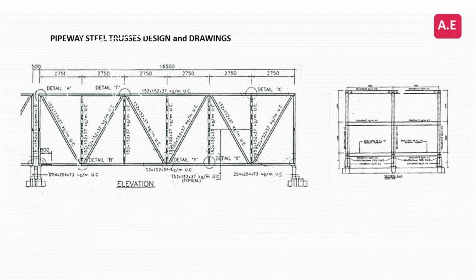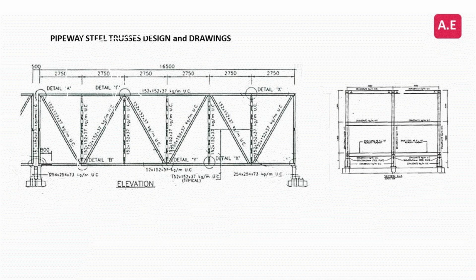Here is an example drawing of a typical steel truss system designed to carry petrochemical pipes. Most of the structural members are made of 152 by 152 by 36 kg per meter and 254 by 254 by 74 kg per meter steel sections. The span is more than 16 m.